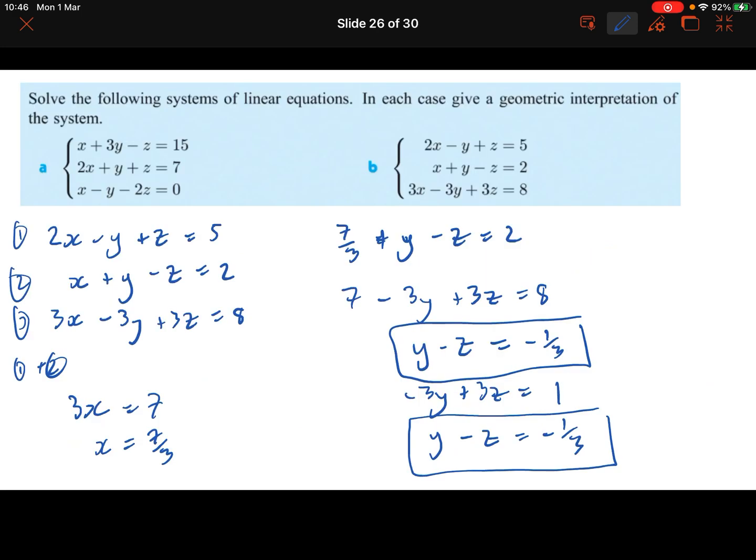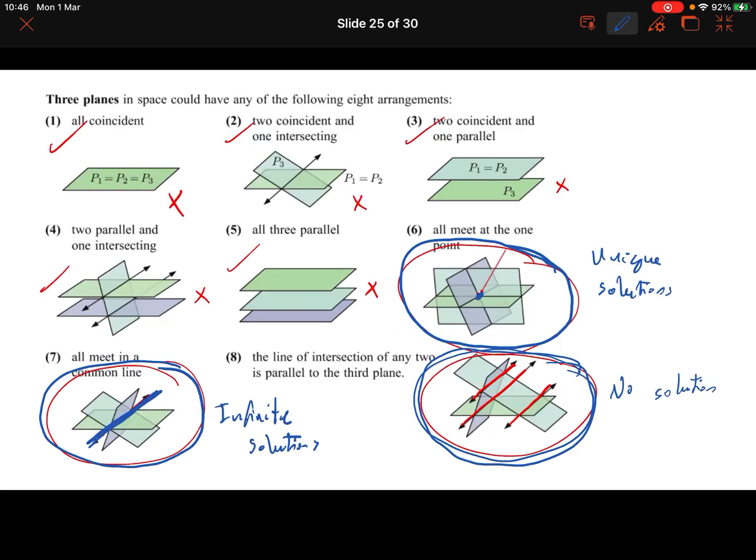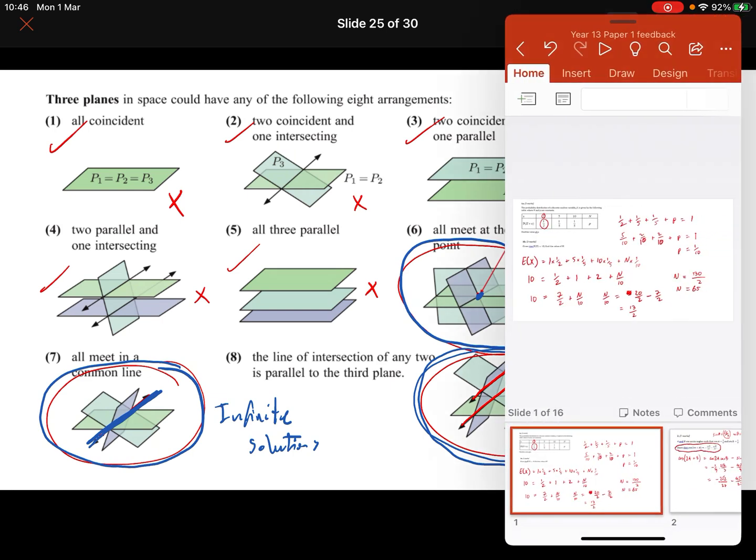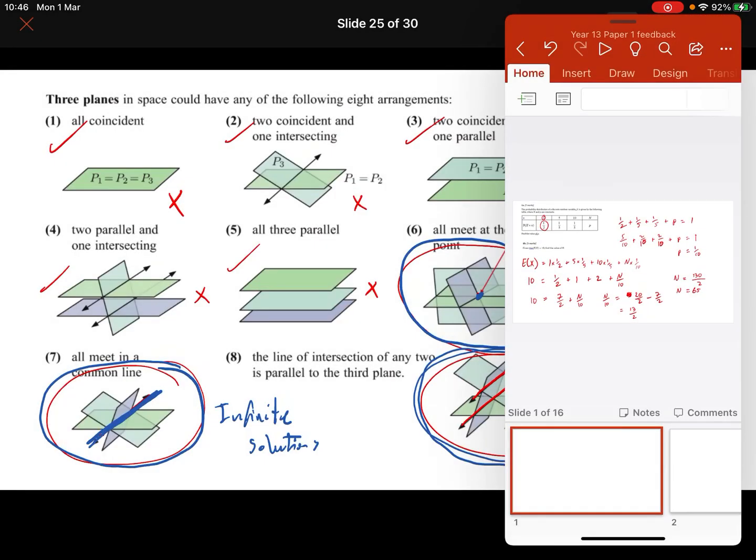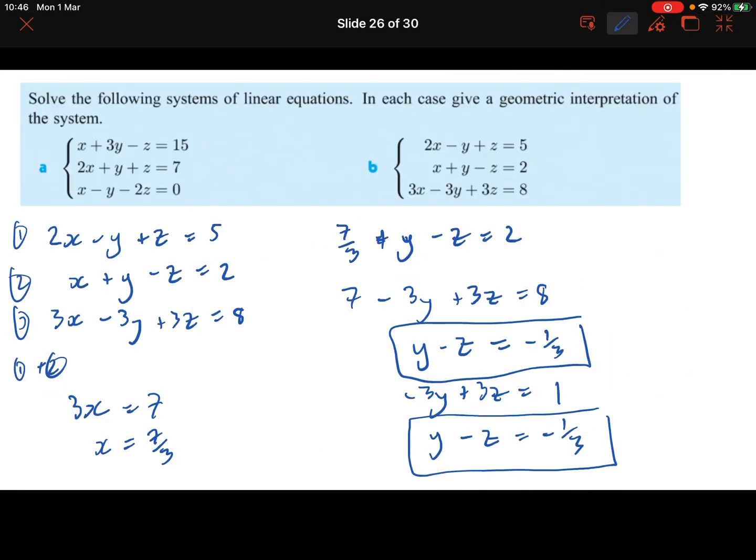Okay, so we know that the first one had planes intersecting at a point, and this one had all planes intersecting at a line. And the question might now ask us to go and find out what the equation of said line is. Okay.